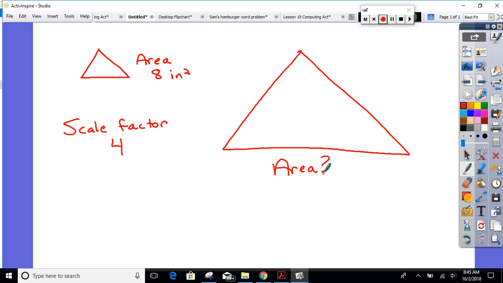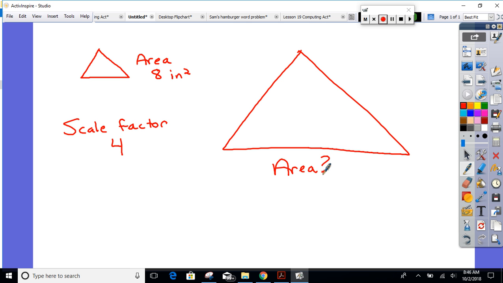Is the smaller triangle the X or Y? The smaller triangle would be X. Emily? It would be 128. Good. How many of you had that number in your head? 128. Okay, good. Emily, can you explain why?